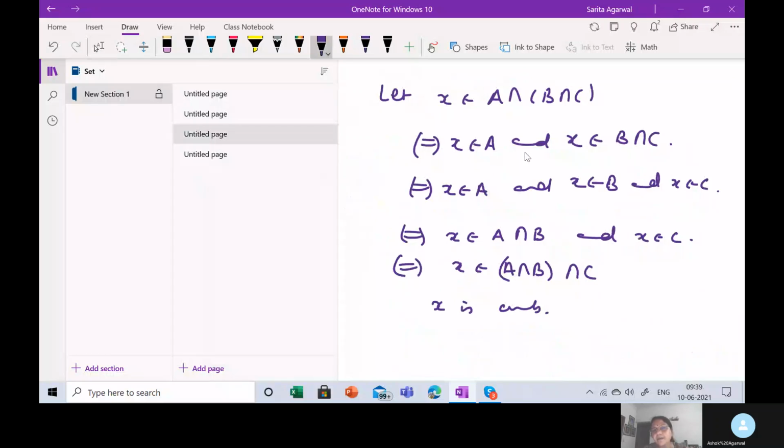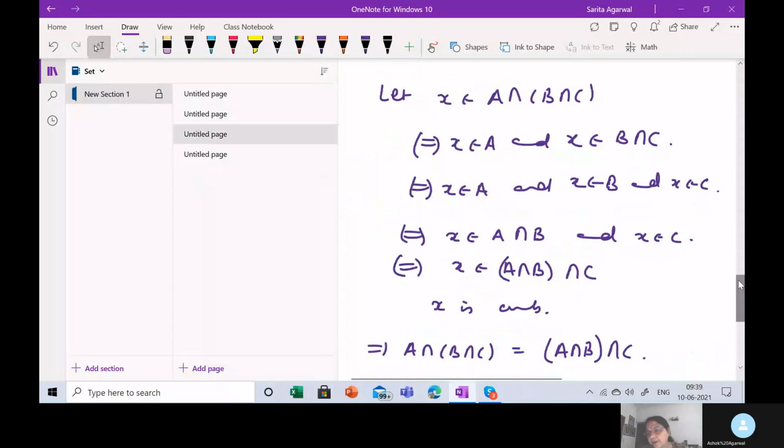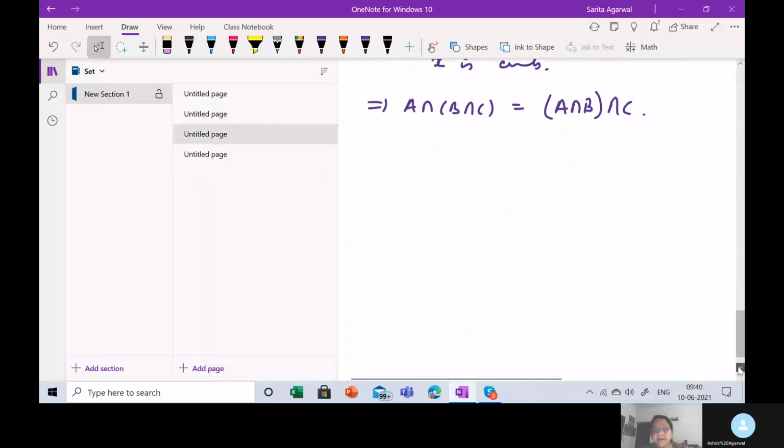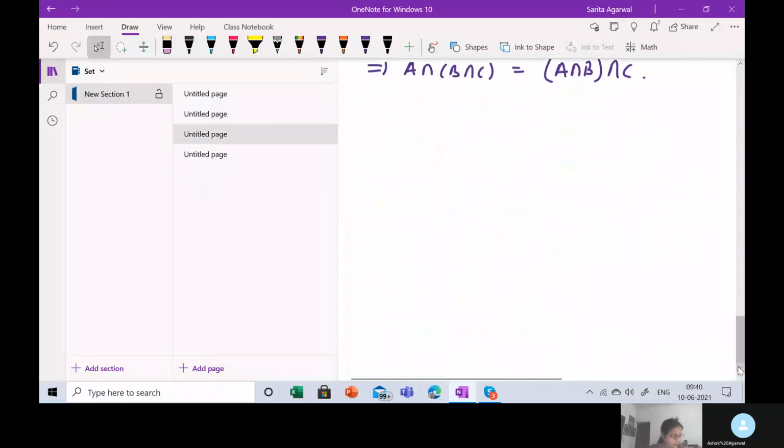Now if we take the reverse, then this is contained here. And this means that A intersection B intersection C equals A intersection B intersection C. So that proves this property of the associative law, meaning intersection satisfies the associative law. Right? Now we are coming to De Morgan's law.